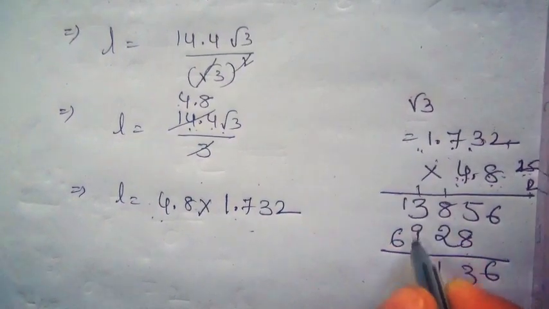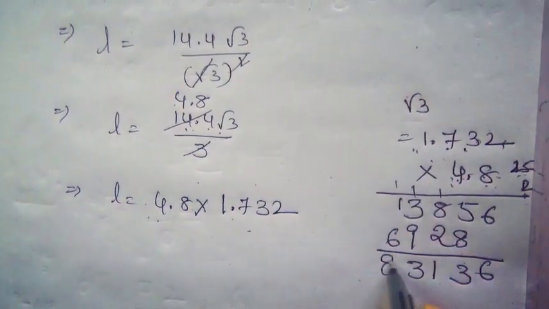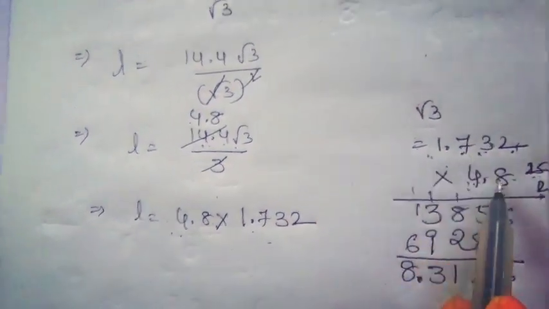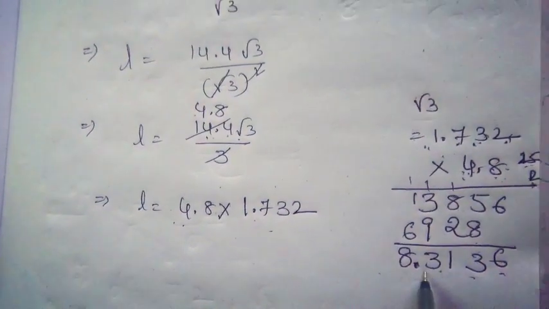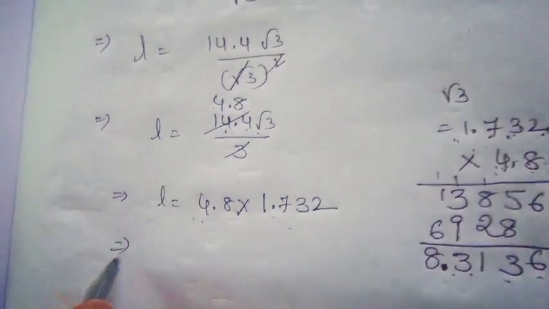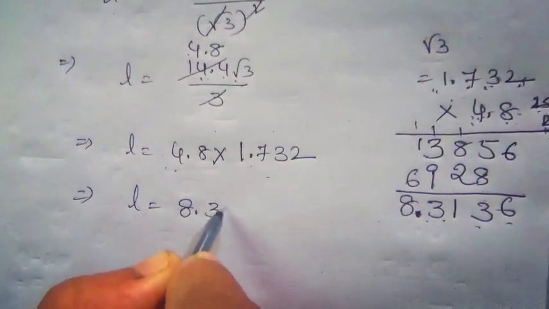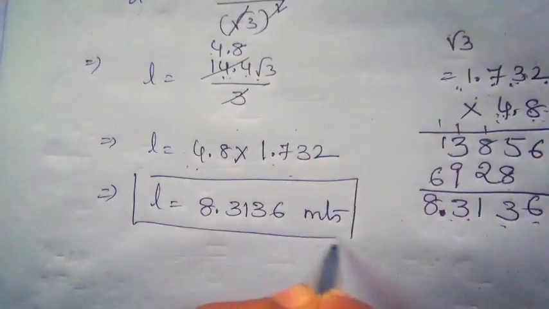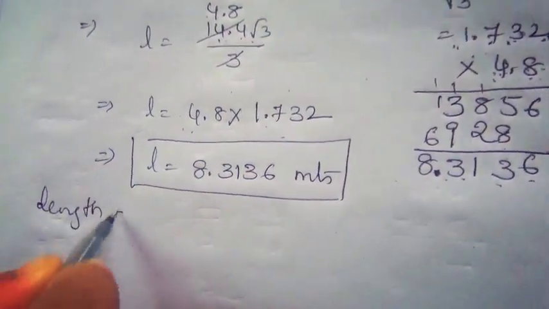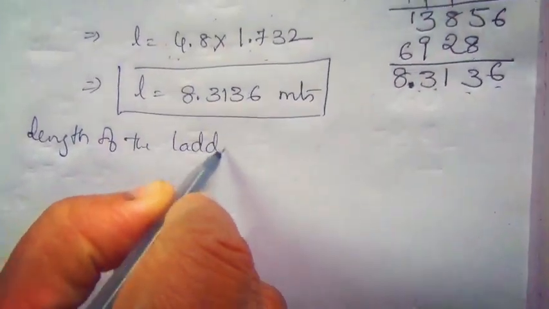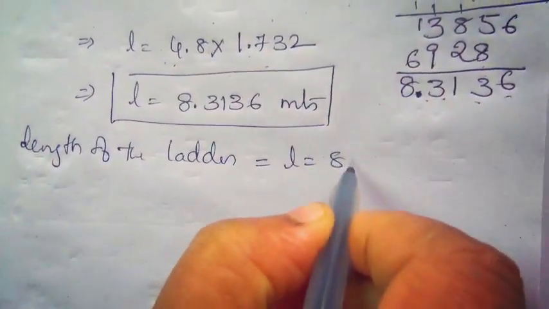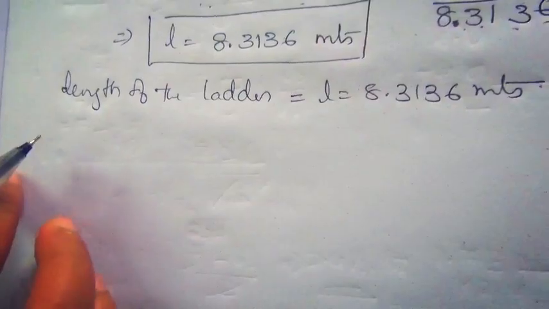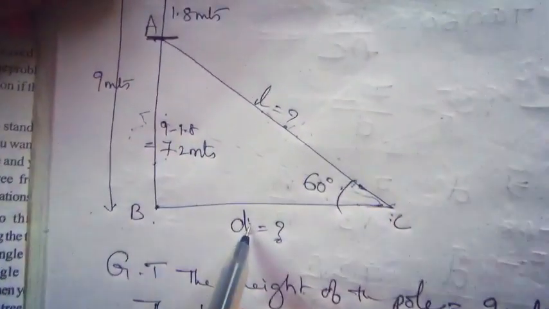So 11, 1 is there. 13, 1 is there. 8. So after 4 decimals, 1, 2, 3, 4, we have to keep the point. That is, L is equal to 8.3136 meters. That is the length of the ladder. Length of the ladder is equal to 8.3136 meters.